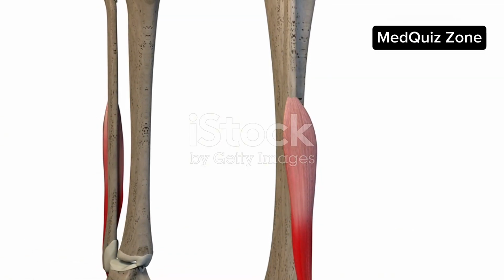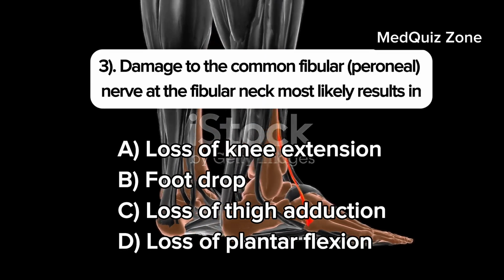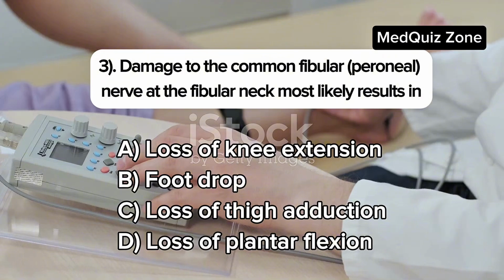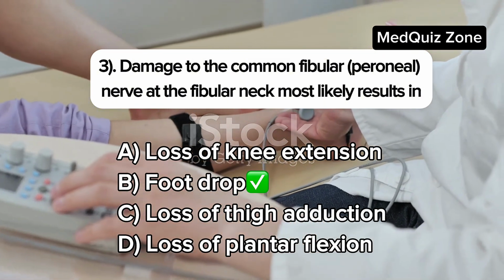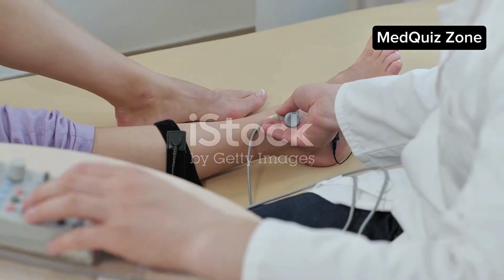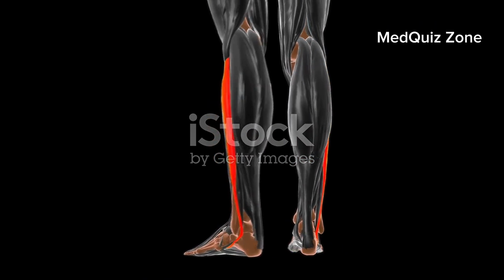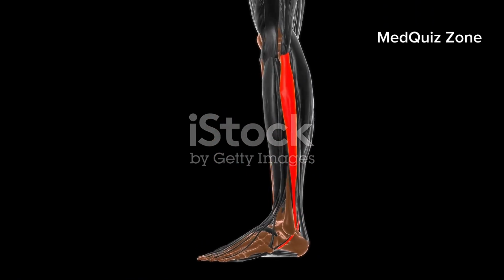Let's tackle question number 3. Damage to the common fibular (peroneal) nerve at the fibular neck most likely results in... The correct answer is foot drop, inability to dorsiflex and evert the foot. The common fibular nerve is particularly vulnerable to injury as it winds superficially around the neck of the fibula.